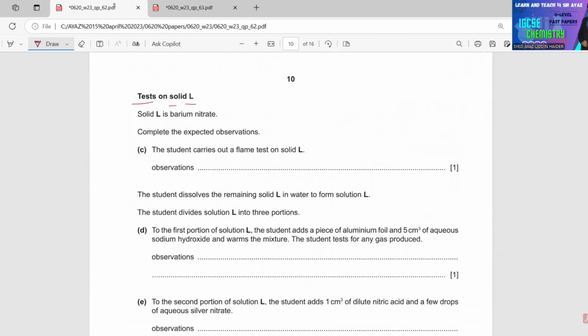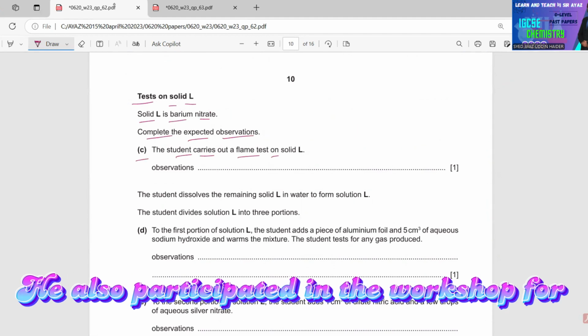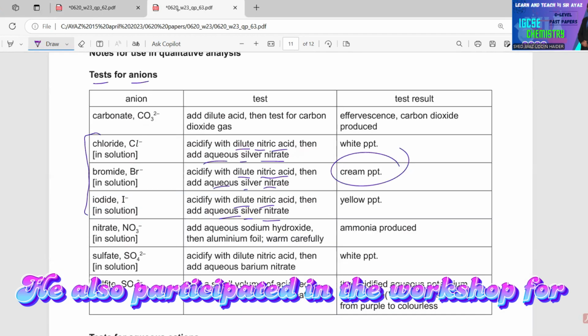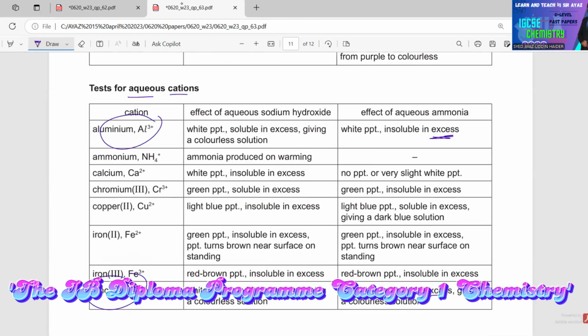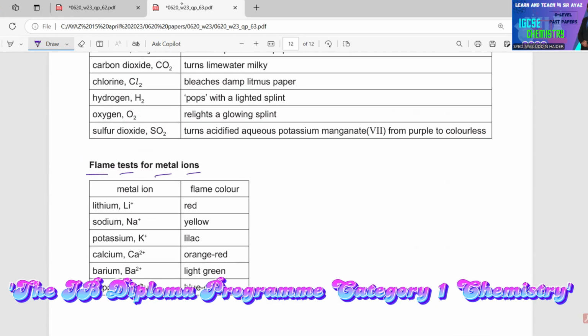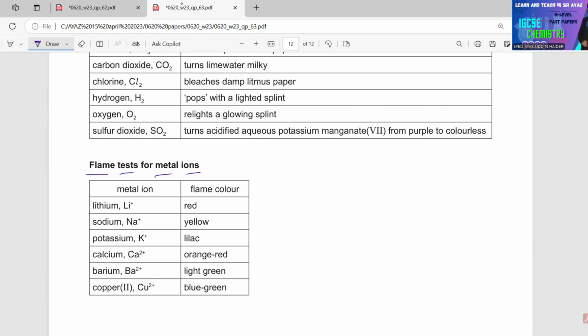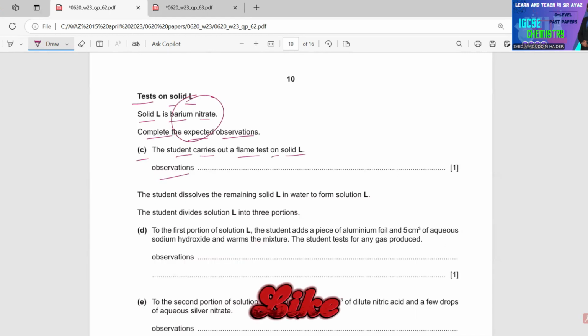Test on solid L. Solid L is barium nitrate. Complete the respective observations. The student carries out a flame test on solid L. So what do we have? We have barium nitrate. So flame test for the cations. If you look at this list, we have light green for Ba2 plus. So you write here light green, or even you can write apple green, light or apple green. Name the test, flame test.